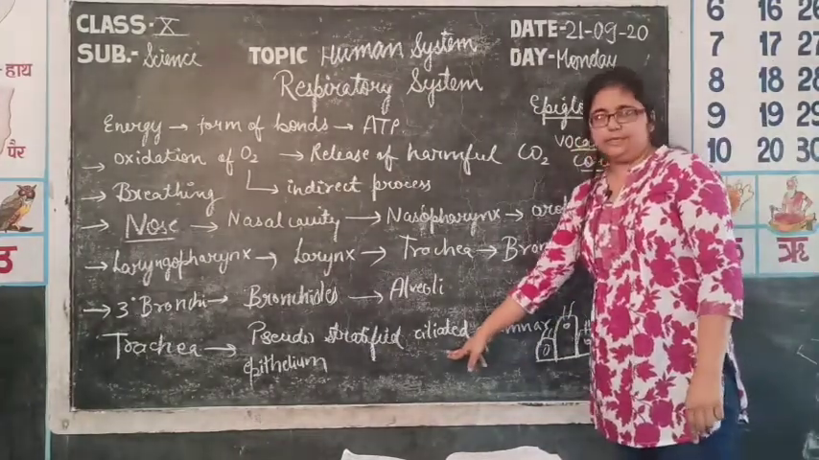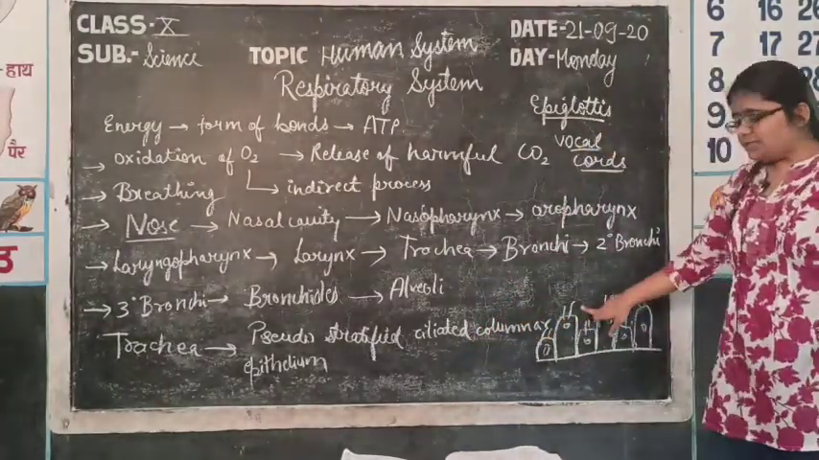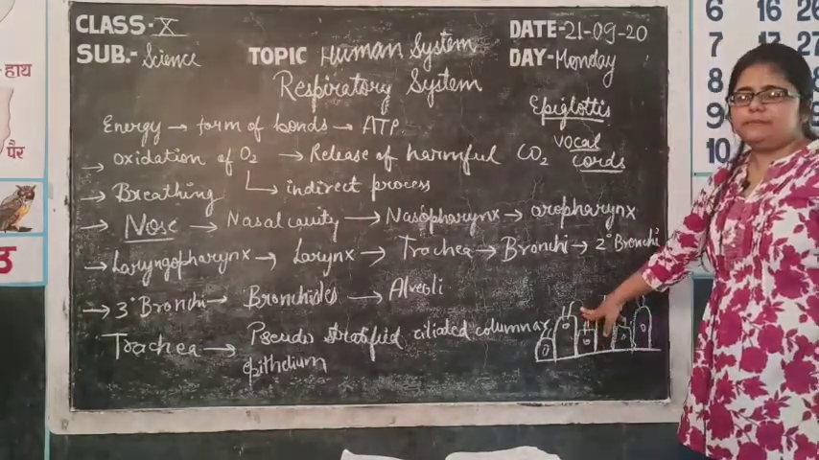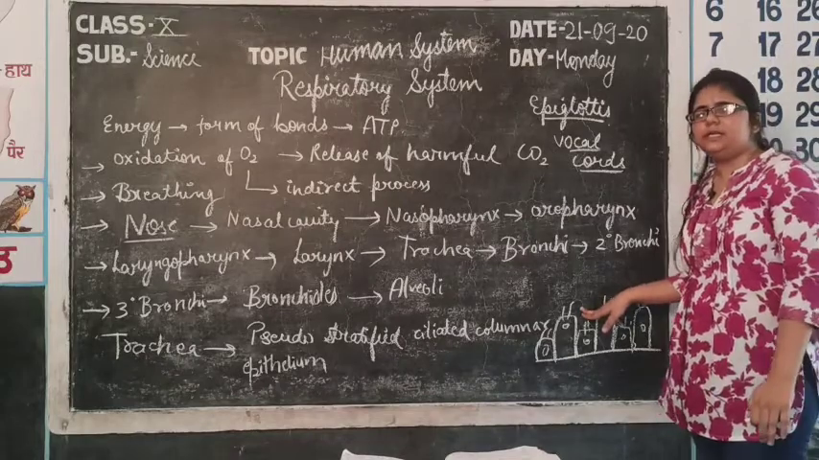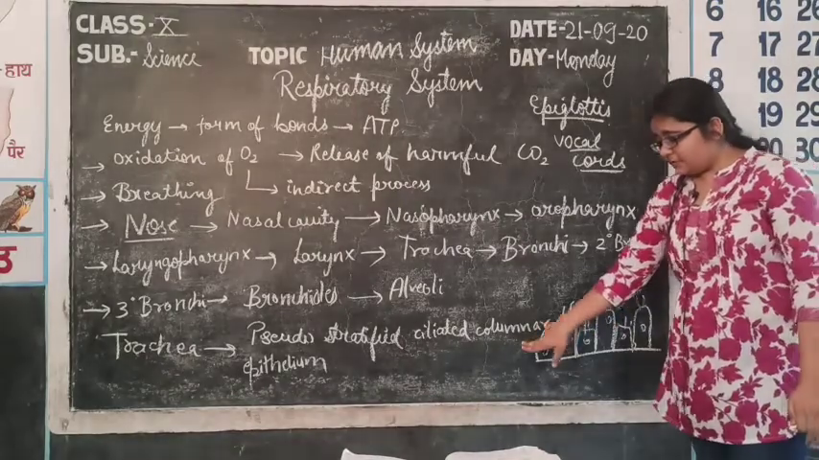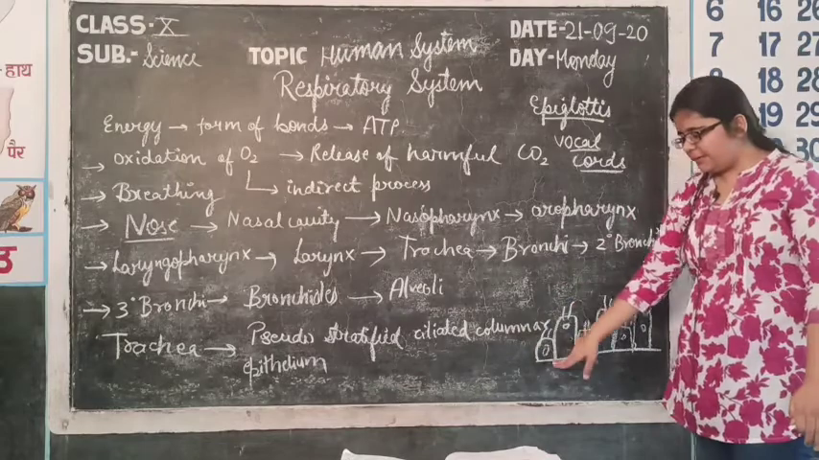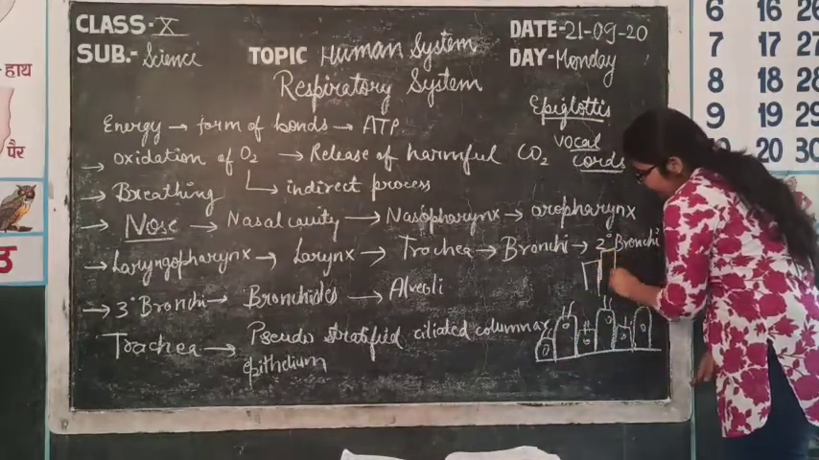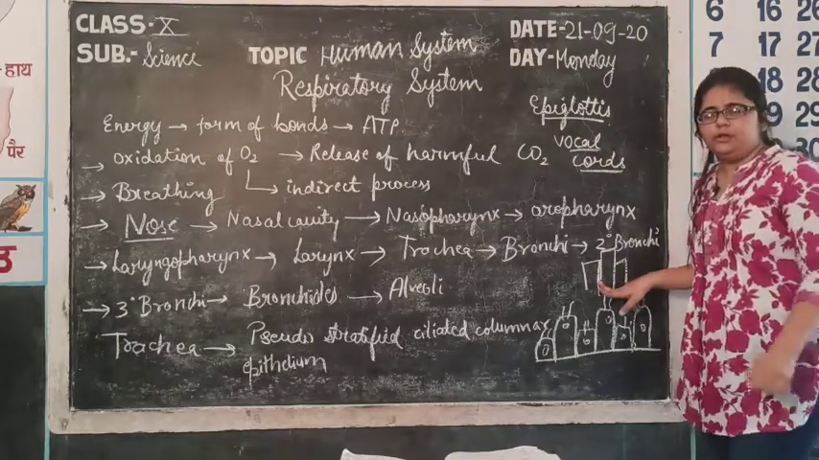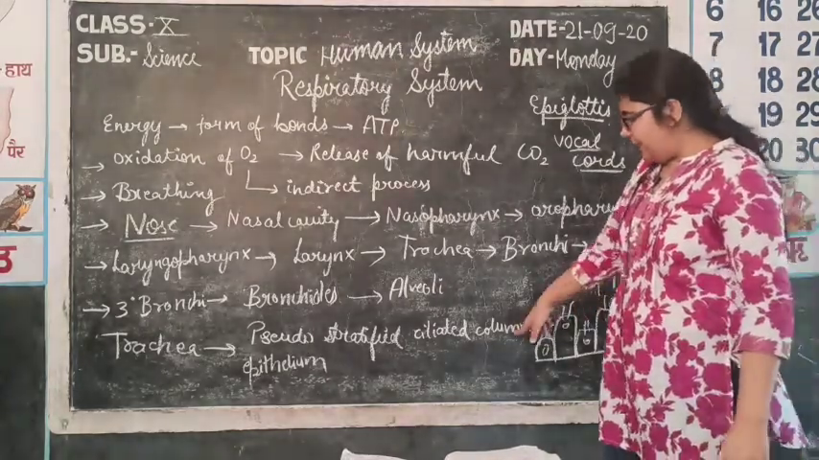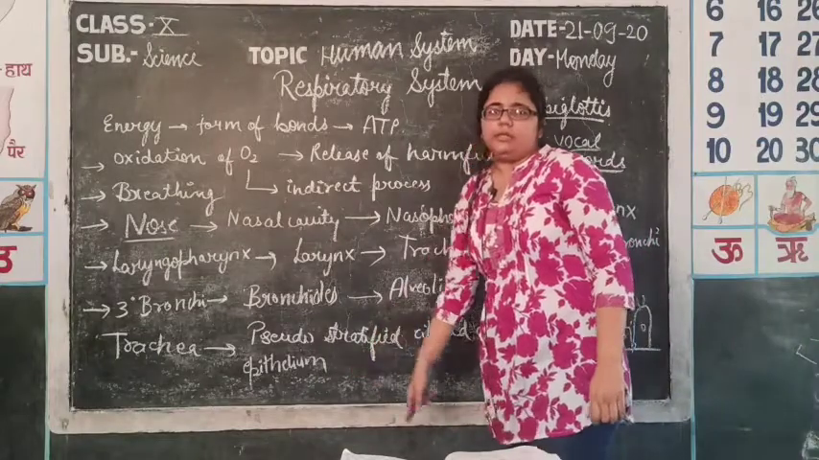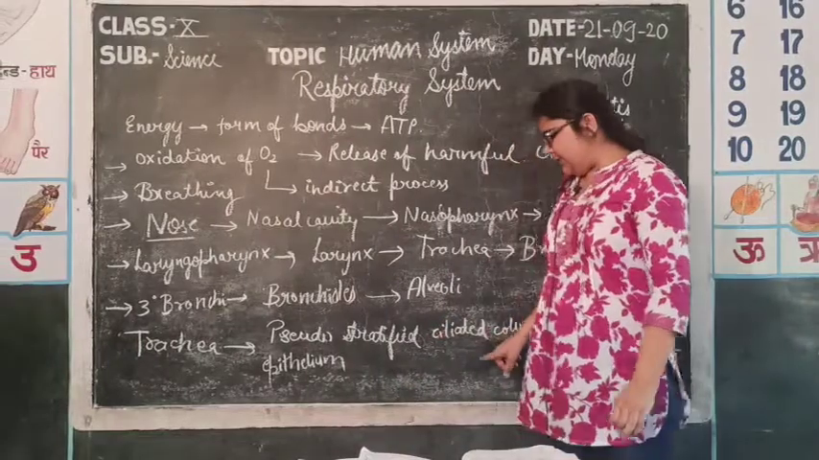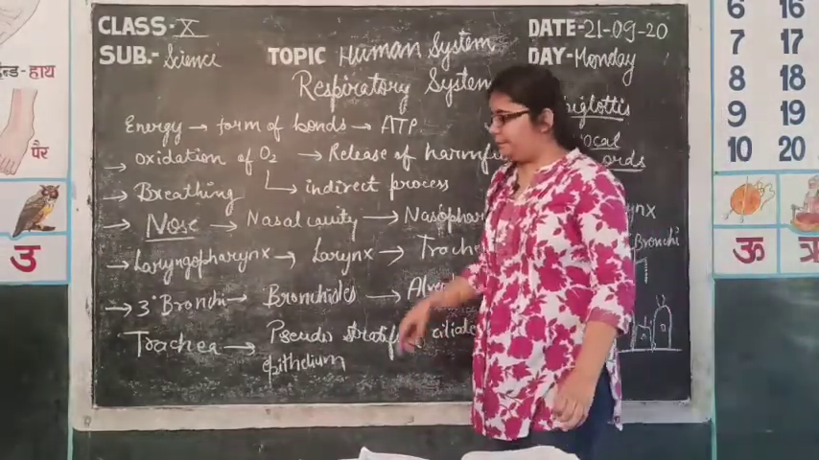Then comes ciliated. Ciliated means presence of cilia, which we have also discussed in the digestive system. The cilia help in the movement of any substance in a particular direction. Then comes the word columnar. Columnar is the shape of cells. The shape of the cells is column-like, long slender cells. Then it is an epithelium. So the type of epithelium of the trachea is pseudo-stratified ciliated columnar epithelium.